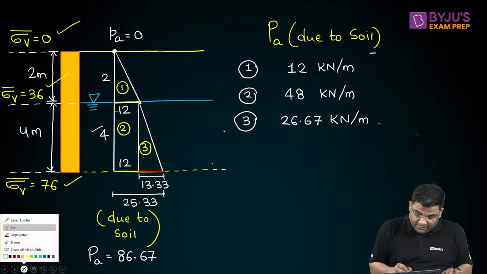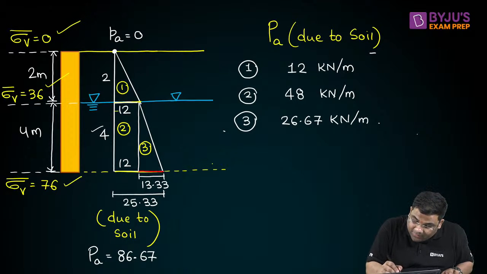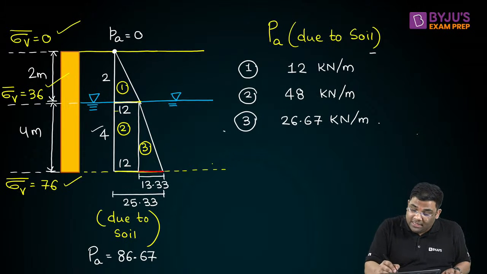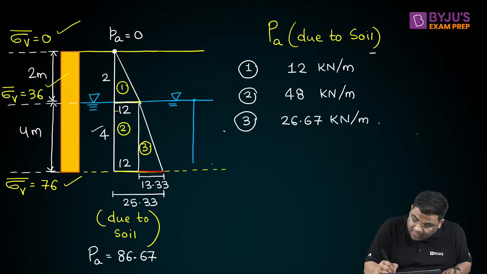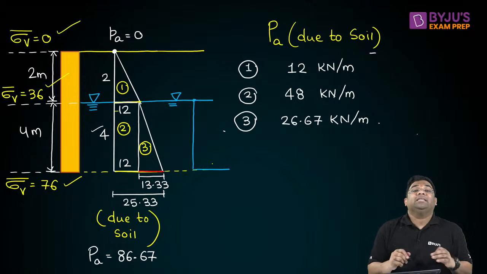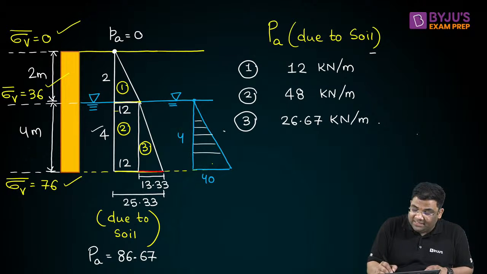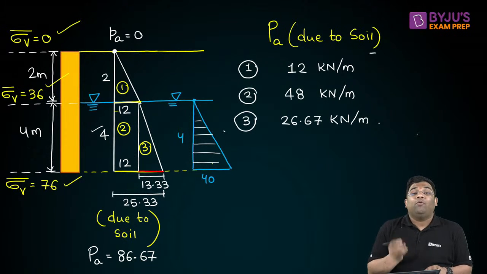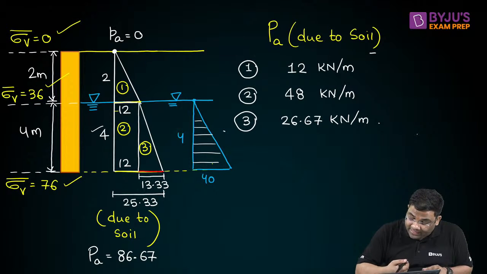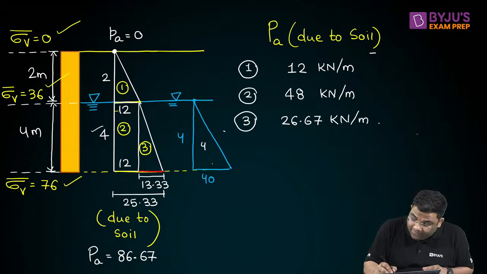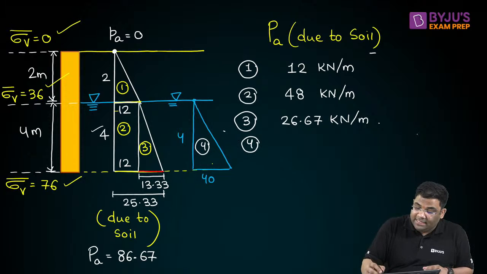Now due to water, see the water table is here. So you have to start taking the water pressure from here. Here the water pressure will be 0. And then here the water pressure will be gamma W into depth, that is 4. So 40. This is 4. So this area will be half base into height, half 4 into 40. This is the fourth area I am taking. So the fourth area is simply 80 kilonewton per meter.